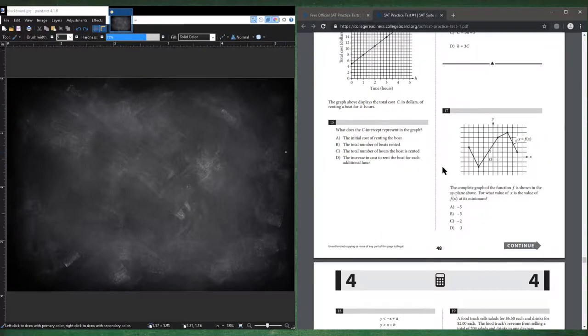Question 17. The complete graph of the function f is shown in the xy-plane above. For which value of x is f of x at its minimum? The minimum is the point in the graph that is the lowest. The lowest is the second point from the left, which shows negative 1, negative 2, negative 3. So at x equals negative 3, f of x is negative 2. So the answer is C.